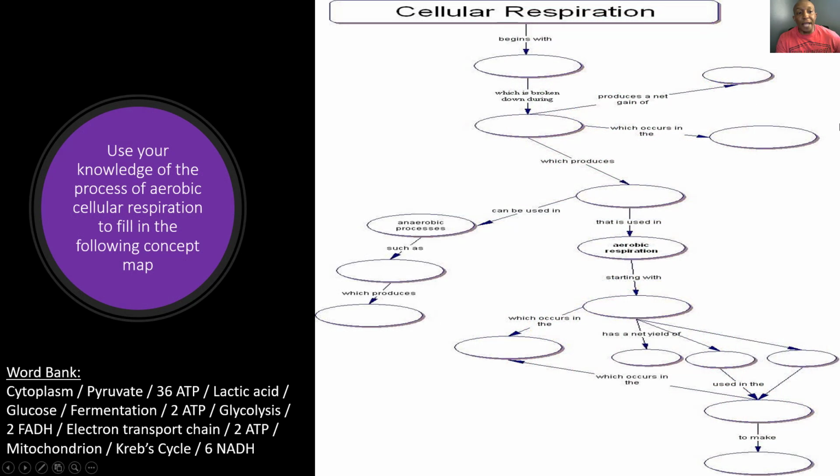Now you're going to use your knowledge of the process of aerobic cellular respiration to fill in the following concept map. And since I love this topic so much, I'll go ahead and start with the first two. So aerobic cellular respiration begins with glucose, which is the energy we get from food, which is broken down during glycolysis.